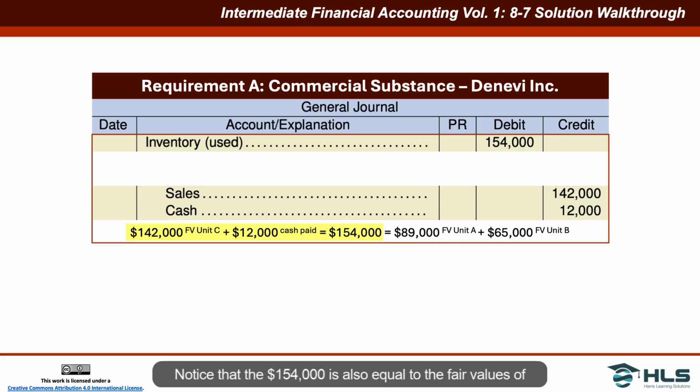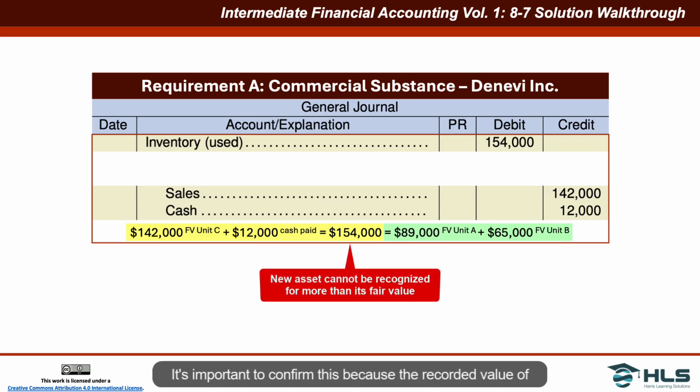Notice that the $154,000 is also equal to the fair values of units A and B: $89,000 for unit A plus $65,000 for unit B. It's important to confirm this because the recorded value of the asset received cannot exceed its fair value. And since the fair value of the assets given up is equal to the fair value of the assets acquired, there's nothing to worry about here, and there will be no gain or loss reported either.